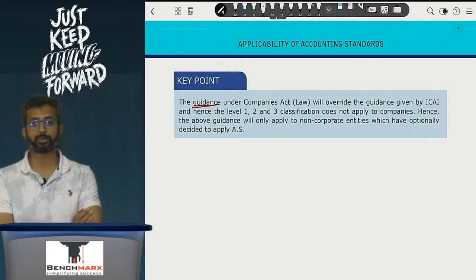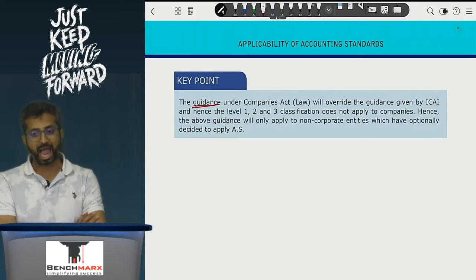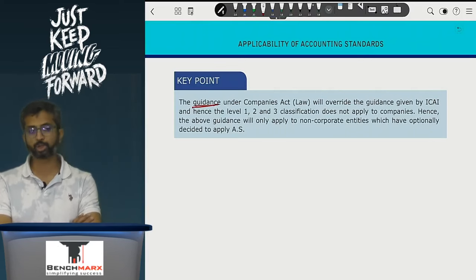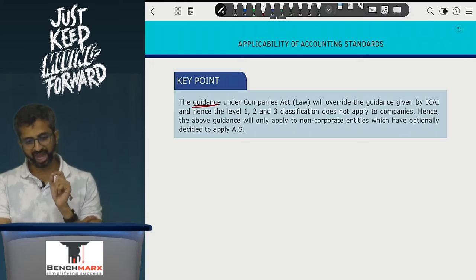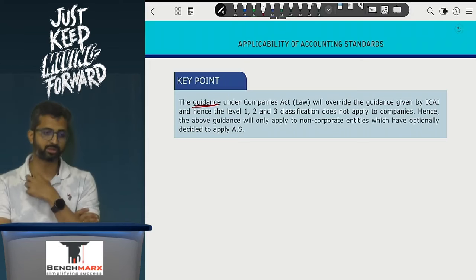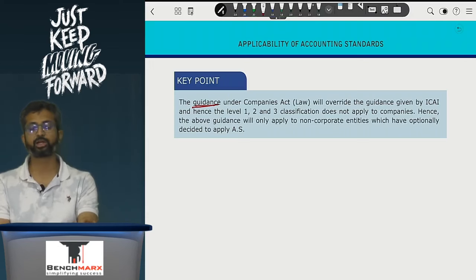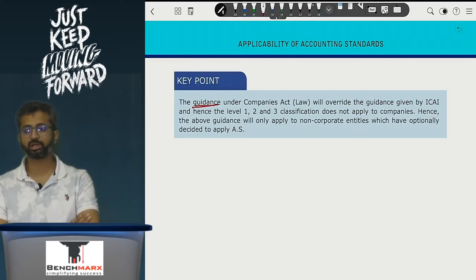Sometimes it might happen that the Companies Act that you will study in paper 2 and the accounting standards that you will study in paper 1 conflict. Sometimes the Companies Act might require you to do a certain thing and accounting standards might require you to do something else. What is more powerful, the Companies Act or the accounting standards? Companies Act. Remember, Act always overrides the standards.